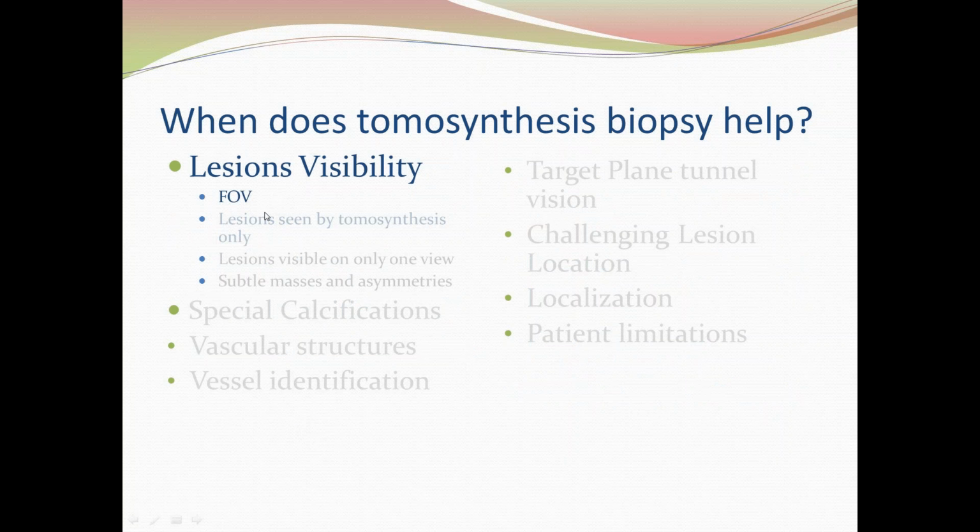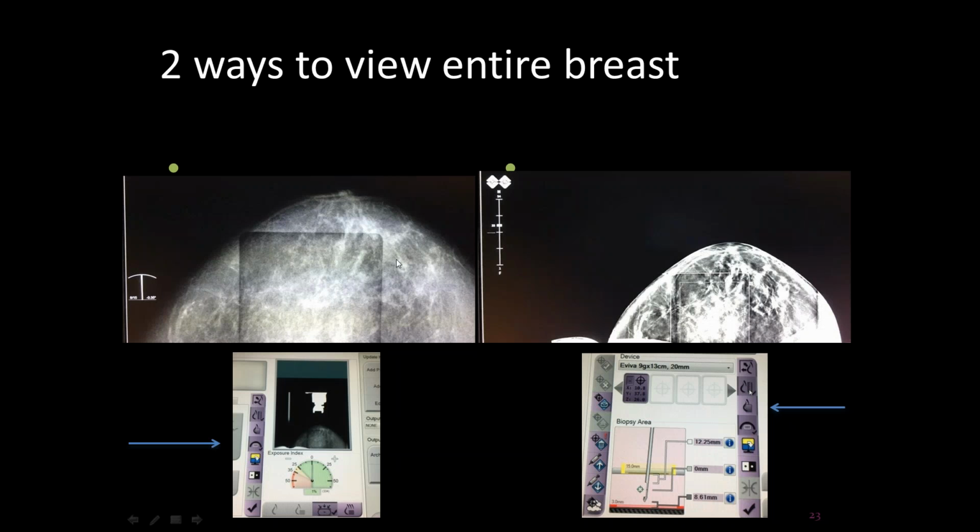So the field of view issue in terms of lesion visibility is something we talked about a little bit. And there are a couple of tricks that we can use with tomosynthesis to identify a lesion. On prone, all we would see is this translucent box here. But I may need to see the entire breast because I want to see landmarks. I want to see where I am. Do I need to move more anteriorly or medial or lateral? And this is extremely helpful. This is 2 different ways that I can do it.